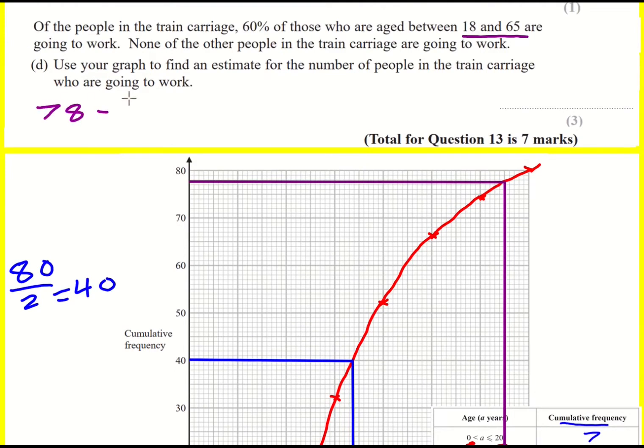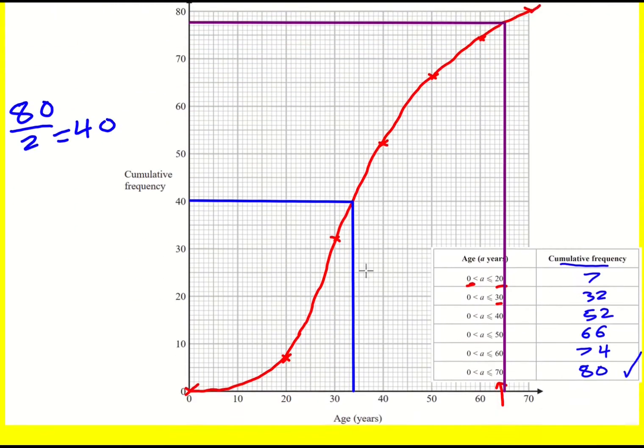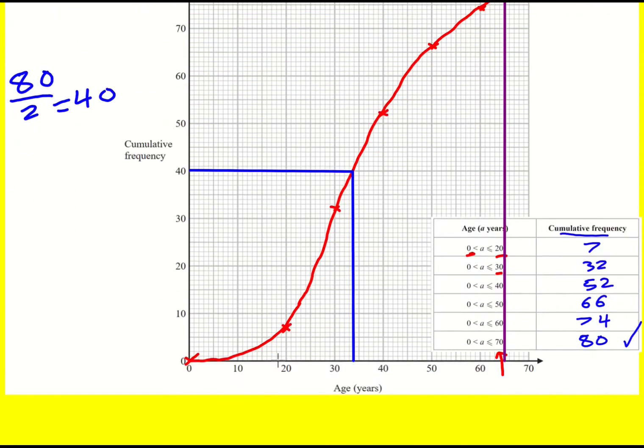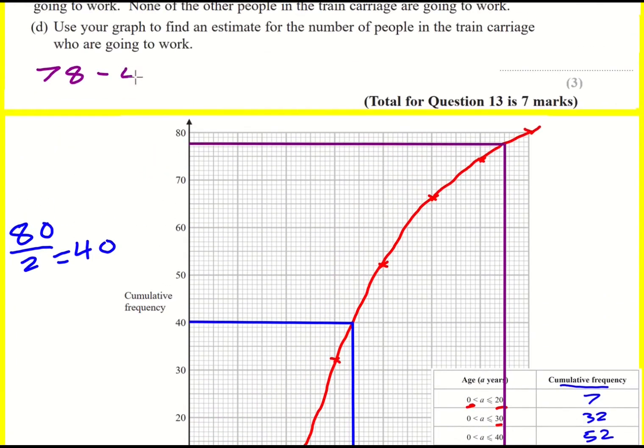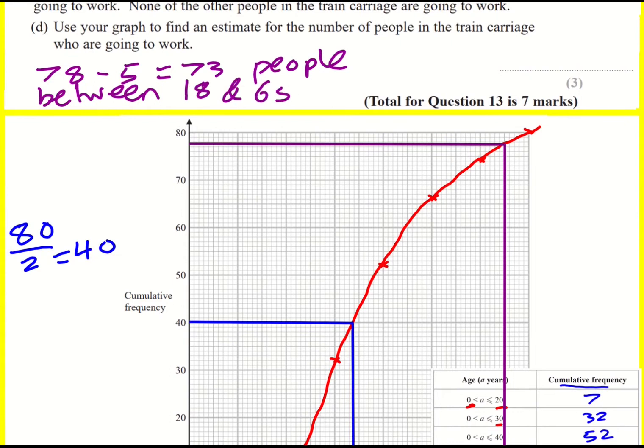And then what I want to do is subtract those who are less than 18. So from 18, I'll go up and across. It's pretty much hitting 5, I think. So I've got 73 people between 18 and 65.